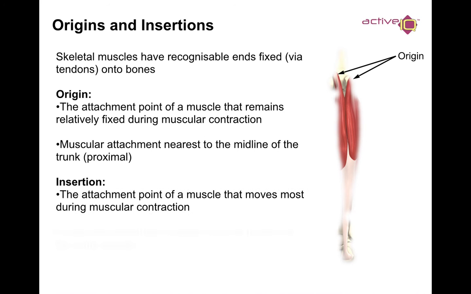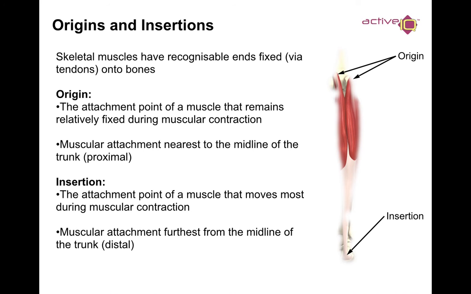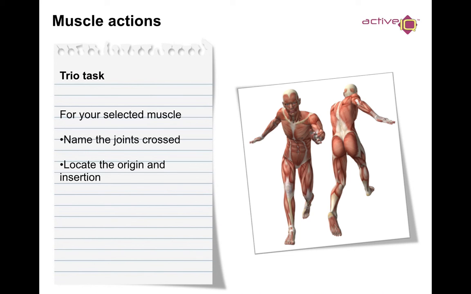Then the insertion is the attachment point of the muscle that moves most during the muscular contraction. So for your bicep curl again, your insertion would be towards the elbow, or in the elbow area. It is the muscular attachment furthest from the midline of the trunk. Your trio task there: for your selected muscle, name the joints crossed, and locate the origin and insertion for the muscle which you chose before.